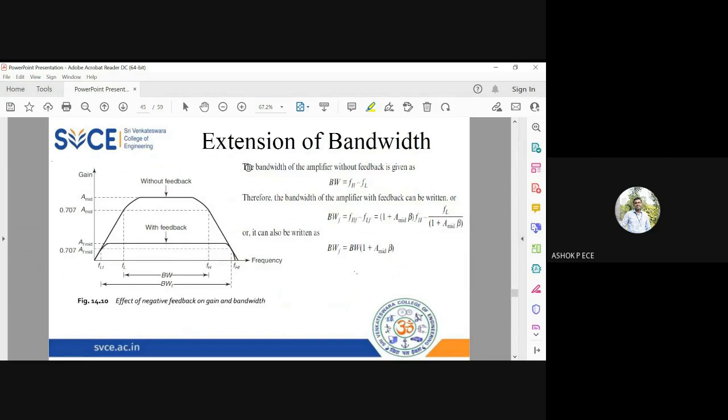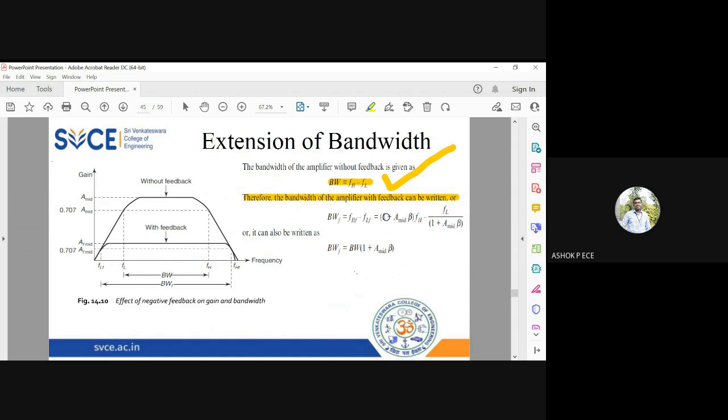Okay, so the bandwidth of the amplifier without feedback is given by BW equal to FH minus FL. When you don't use a suffix, you call it the normal bandwidth or normal parameter of the amplifier without feedback. When I use feedback, I'll be suffixing F. So the bandwidth of the amplifier with feedback is going to be BWF equal to FHF minus FLF.